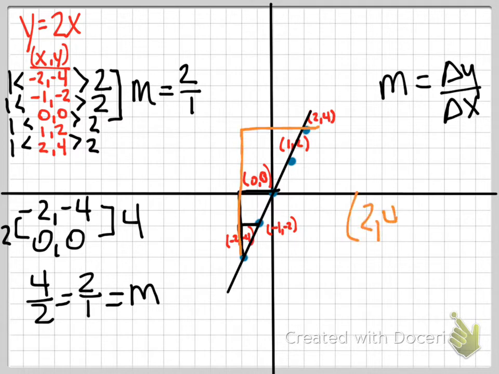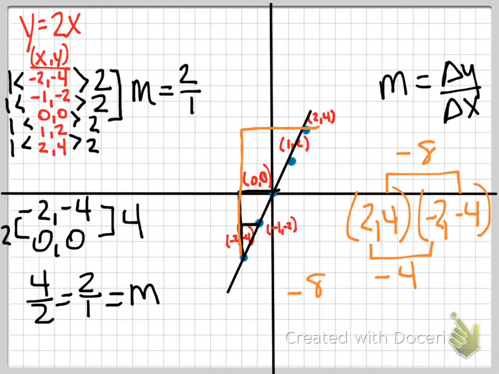I could choose the first and the last point plotted, which would be 2, 4 and negative 2, negative 4. Well, you can see here that 4 to negative 4 is negative 8, and 2 to negative 2 is negative 4. Negative 8 over negative 4, again, is 2 over 1. Any 2 points that I choose, you can see this in the similar triangles listed right in the middle, I'm going to get that slope of 2 that's in front of the x.